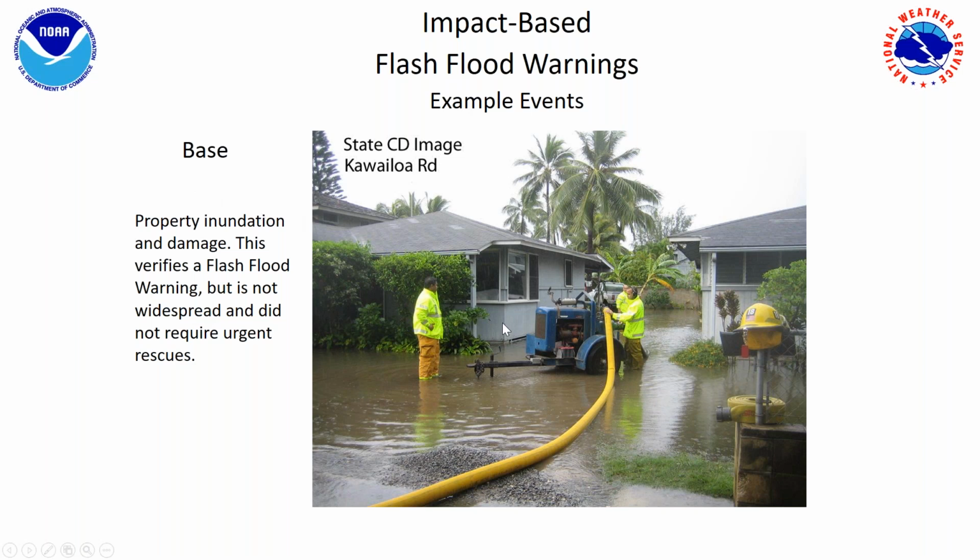So just to give you more examples of the type of impacts that we're talking about for the different levels of warnings. In this picture, we have a home that's been inundated, water's gotten up to the floorboards. This warrants a flash flood warning, but there's nothing urgent about it in terms of having to save a life. Of course you want to get the water out, so these guys are pumping the water out, but we don't need urgent rescue. So this is a good example of a base level event.